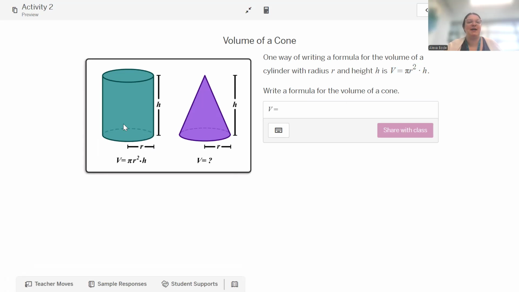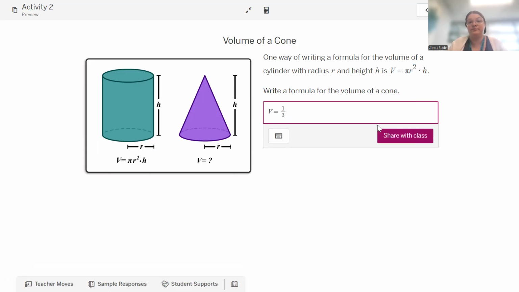Well, we just said that the cone is 1/3 of the cylinder. If the cylinder and the cone have the same radius and the same height, then the cone is going to be 1/3 of the cylinder. So the equation is going to be the same as the cylinder, but 1/3 of it. So it's going to be 1/3 times pi radius squared h.